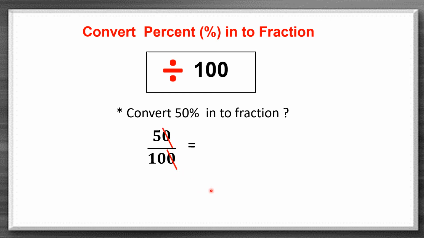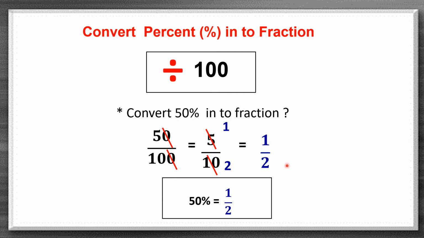Denominator 0, numerator 0, so it is 5 by 10. Again reduce it to lower terms, 5 ones are 5 and 5 twos are 10. So it is 1 by 2. So 50% is equal to half, 1 by 2.